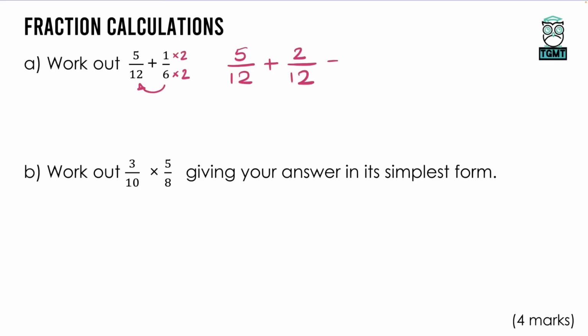If we add those together, we get a final answer of 7 over 12. Although this fraction doesn't simplify, don't worry about simplifying a fraction unless the question says, like this next one, give your answer in its simplest form.